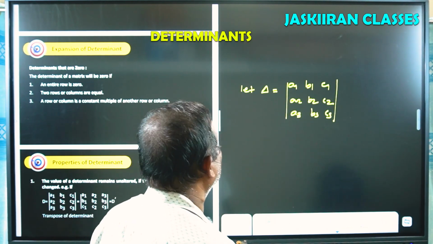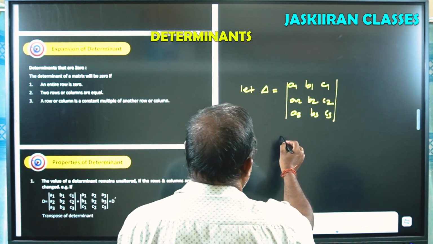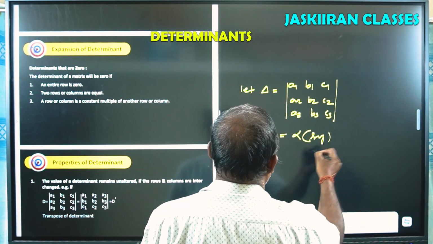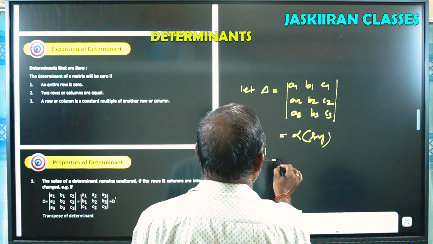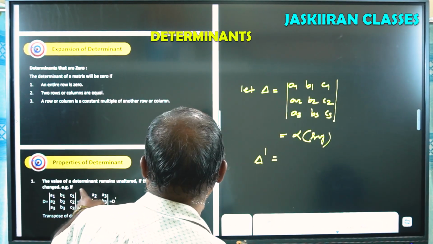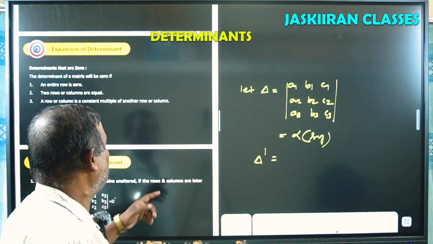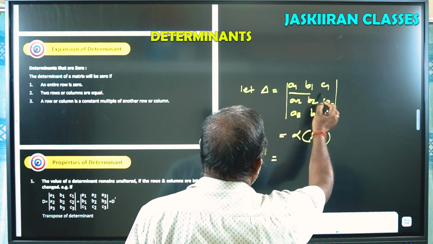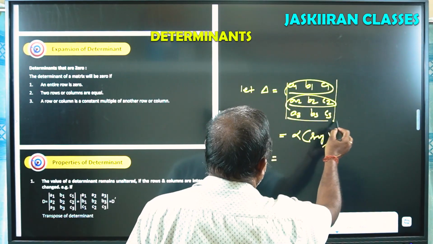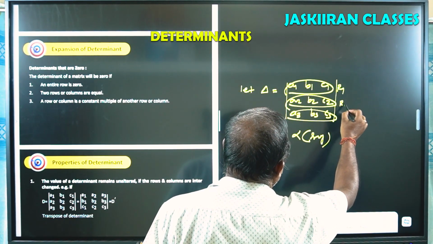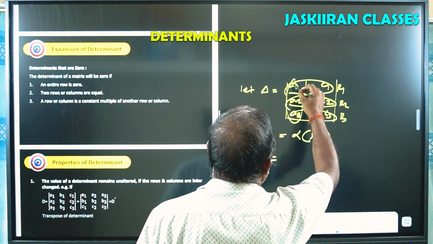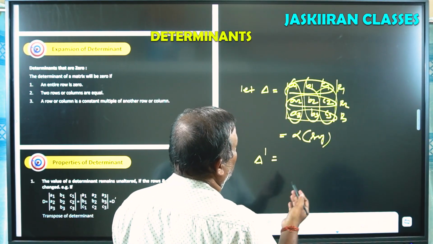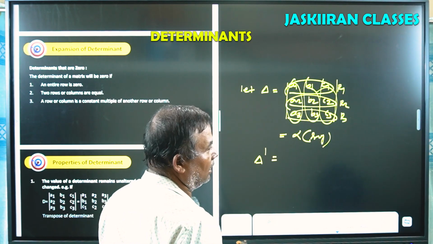Suppose we expand that determinant and let its value be alpha. Then delta means the interchanged determinant. The value of the determinant remains the same if the rows and columns are interchanged. Now, interchanging rows to columns, that is R1, R2, and R3 become column 1, column 2, and column 3. If we interchange rows into columns or columns into rows, the value of the determinant remains the same.